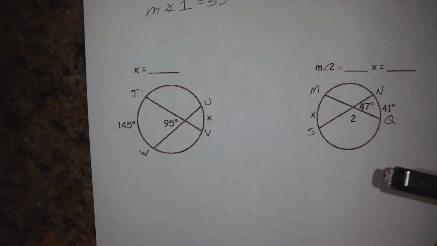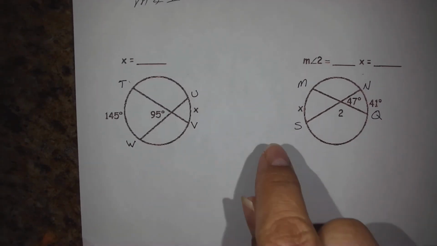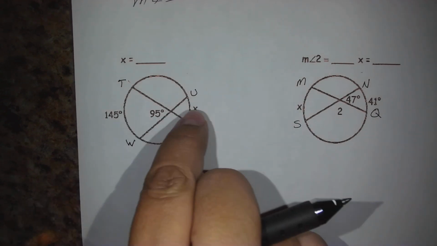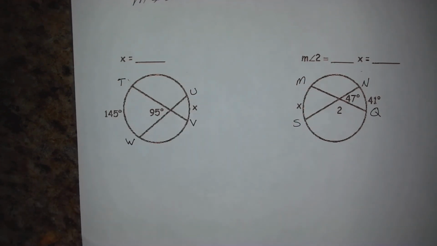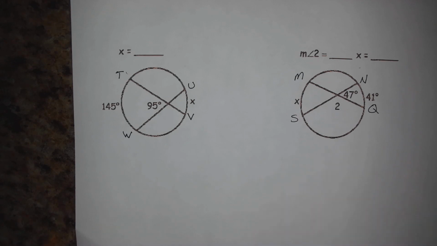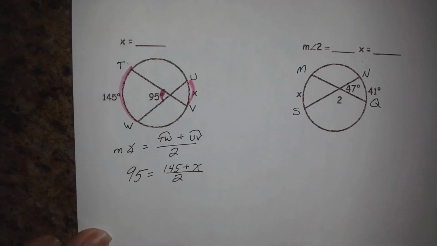Ta-da! Now we're working backwards. We're looking for an arc. We have the angle, but we don't have the arc. We're missing an arc. So we're actually going to be working backwards. The setup is the same. Let's see. You set it up. Let's see what you got. There you go. There's the setup.